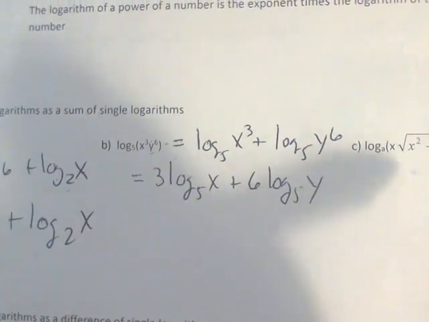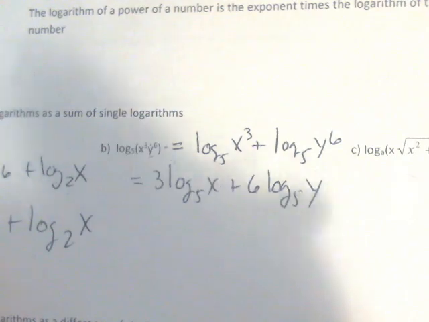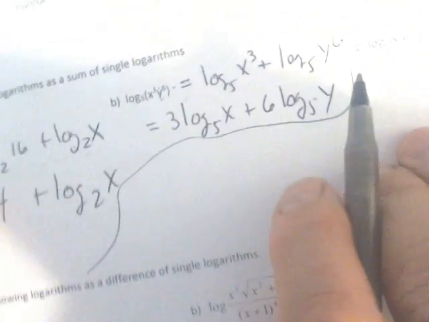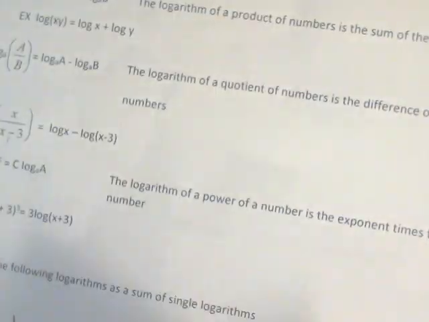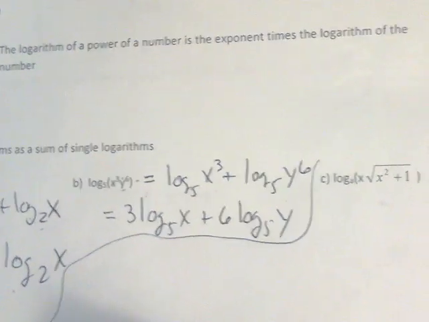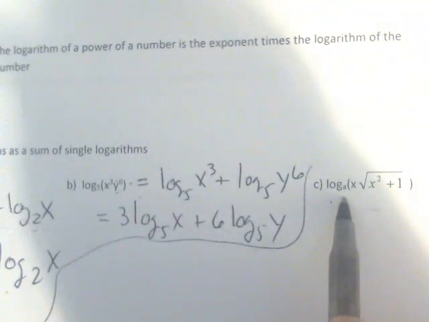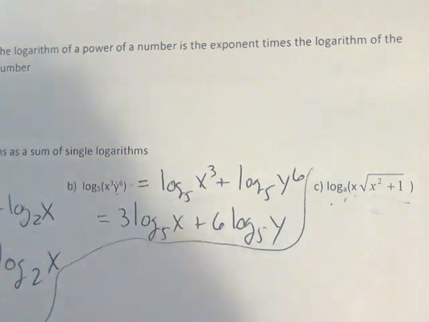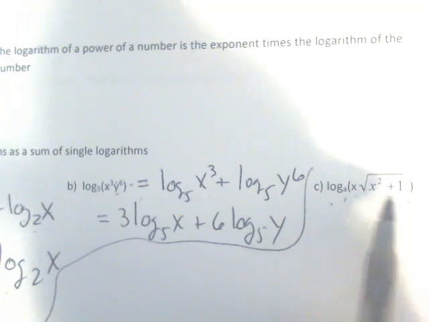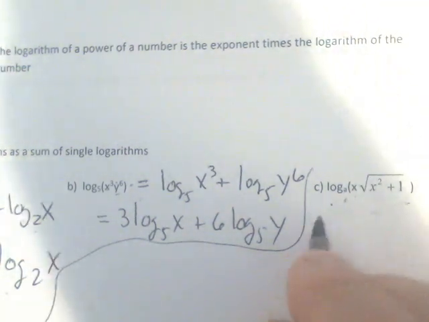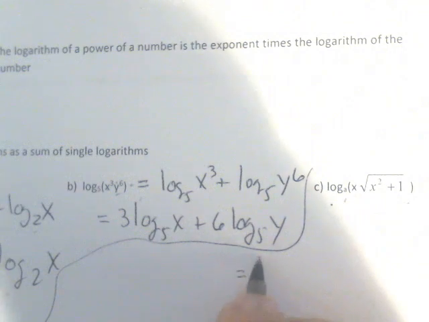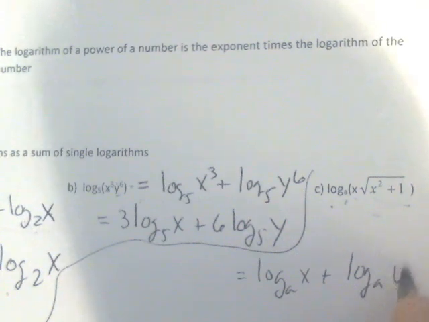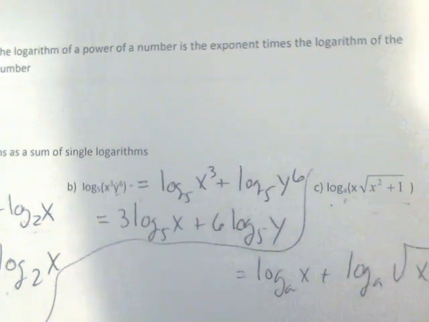Now, this third one here, I'm going to kind of give myself some room. We've got a square root. So we've got log base A of x times the square root of x squared plus 1. So we still apply law 1 because this is a product. So I'm going to take this over here and say this is log base A of x plus log base A of the square root of x squared plus 1.